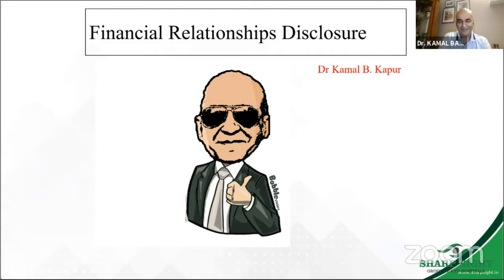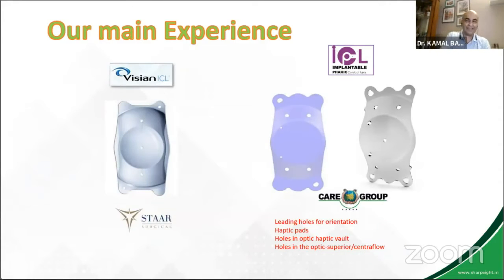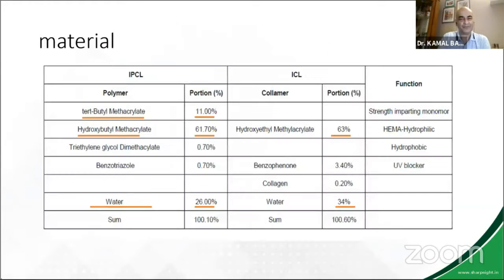Okay, so there are various options of phakic lenses. We have a very large experience with IPCL and ICL, though I have used the APA lens, the RIL and also the biotech lens. But I would mainly be concentrating on two market leaders, as ICL, as we know, is a market leader, and IPCL is number 2 in the world. I think it's all made in India, desi stuff, and the way it's going, it's probably going to be the number 1 lens in the coming few years.